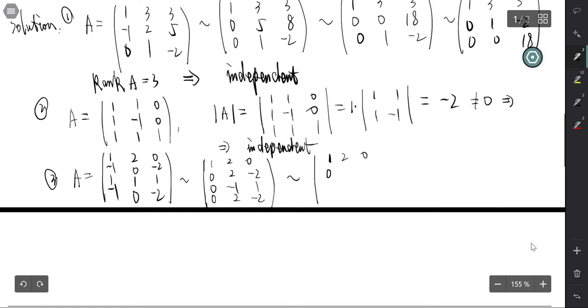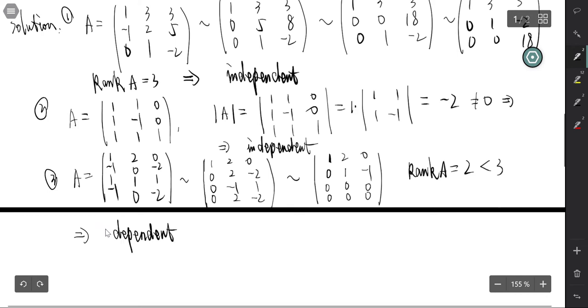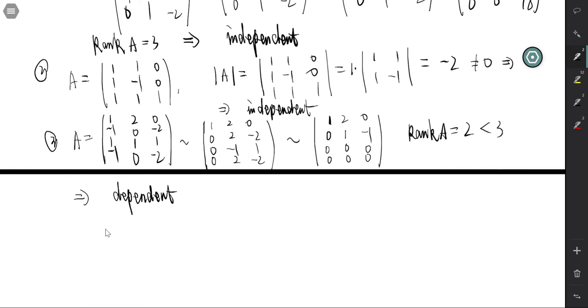We divide the second row by 2, giving 0, 1, -1, and then subtract it from the third row, and multiply the second row by -2 and add it to the fourth row. Or actually we can just subtract the second row from the fourth row to get 0. So the rank of A equals 2, which is less than 3. So this vector set is linearly dependent because the rank is less than the number of vectors.